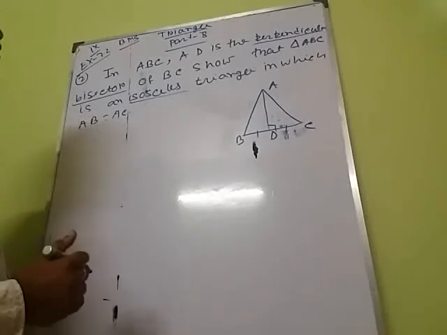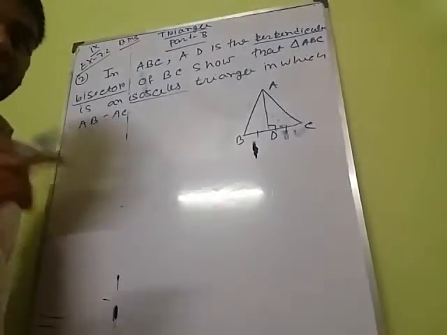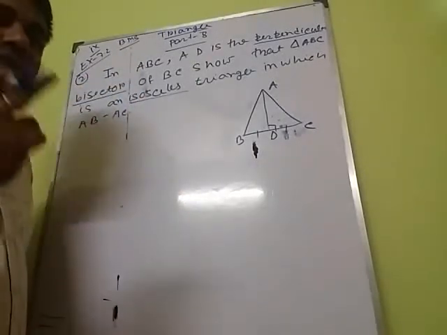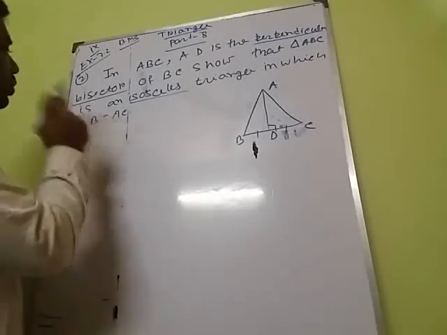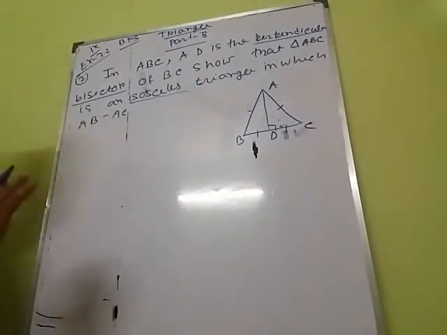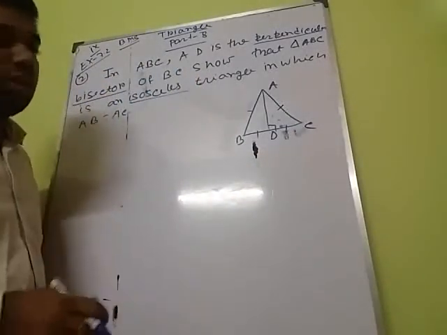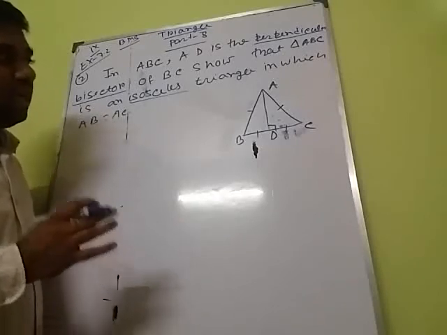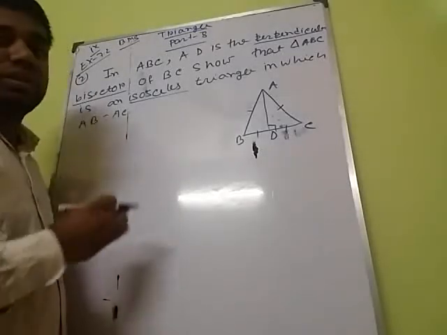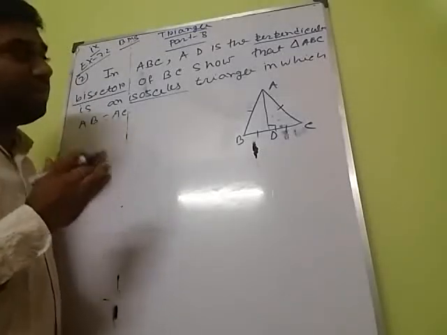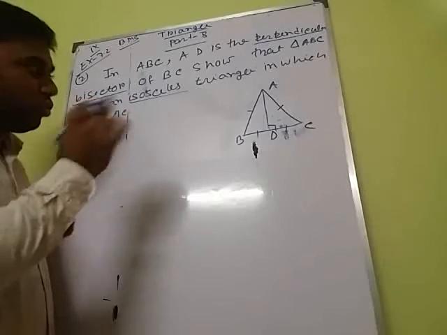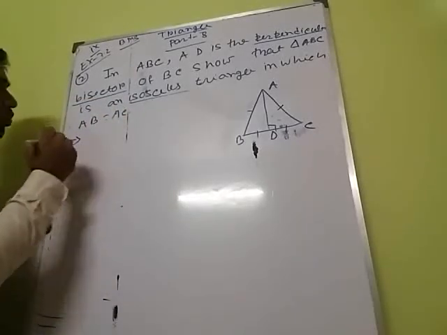We have to prove that this triangle ABC is an isosceles triangle. Being an isosceles triangle means it must have two equal sides, and those equal sides are AB and AC. You have to prove this. So it is clear, students. A triangle ABC is given where AD is the perpendicular bisector of BC, and using this information we have to prove that ABC is an isosceles triangle having equal sides AB and AC. Okay, so let's start the proof.